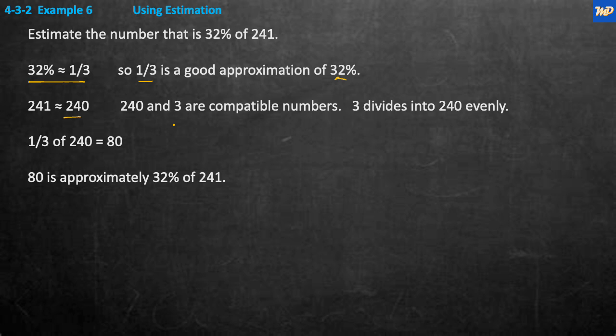So now we end up with 1/3 of 240. And what is 1/3 of 240? Divide 240 by 3. And what do you get? You get 80. So 80 is approximately 32% of 241.